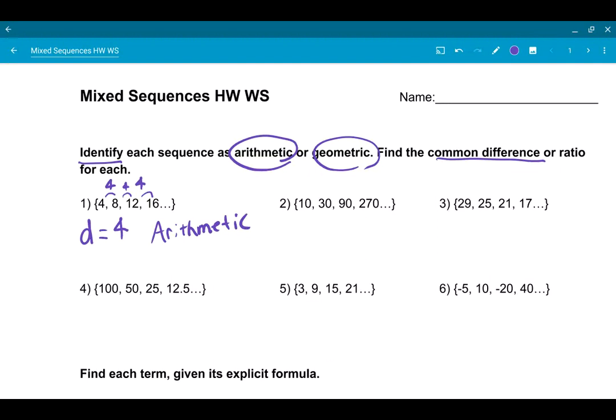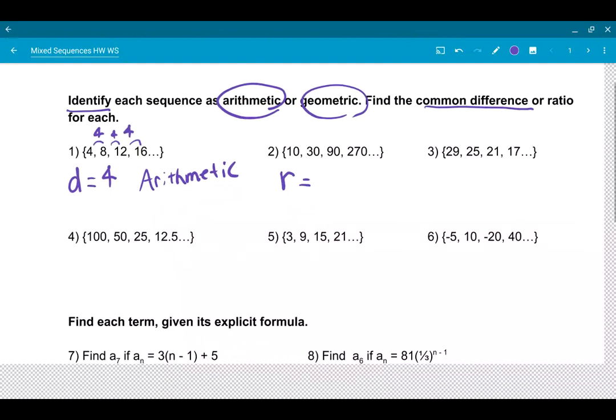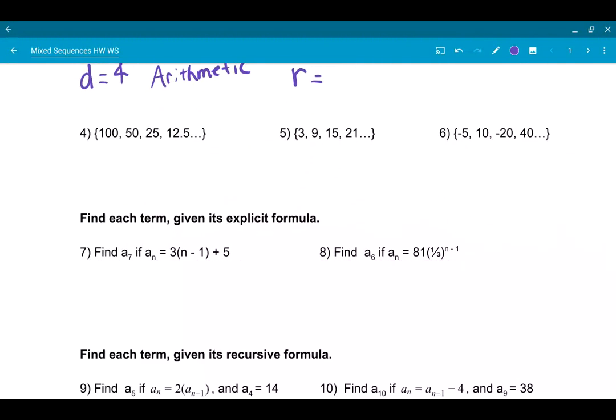Had this been something different, and for example, number 2, I think it's pretty clear we're not adding the same number every time. That's going to be geometric. And in that case, tell me the number we multiply by, not the number we add by. And we use R for that rather than D. That's the first section.